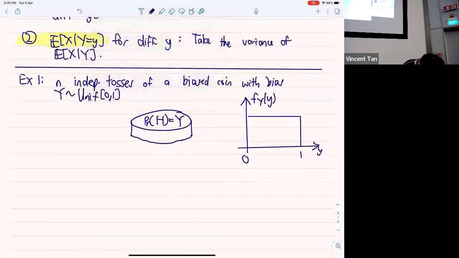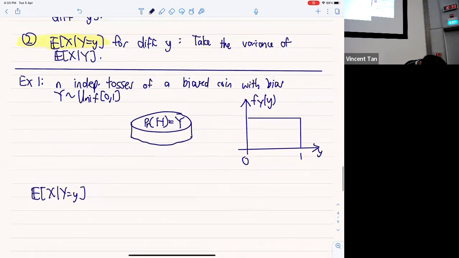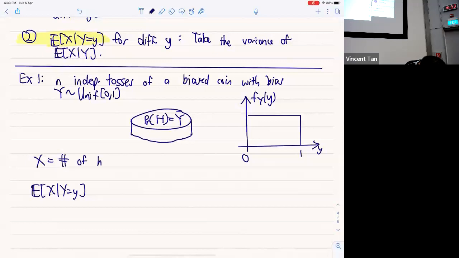So last time we saw the following: x. What is the expected value of x given Y equals little y? X is the number of heads in n tosses of the very strangely biased coin. Let us try to recap. What is the expectation given that the bias is little y? Let's say 0.7. Suppose the bias is 0.7. How many heads do I expect to have in n tosses?